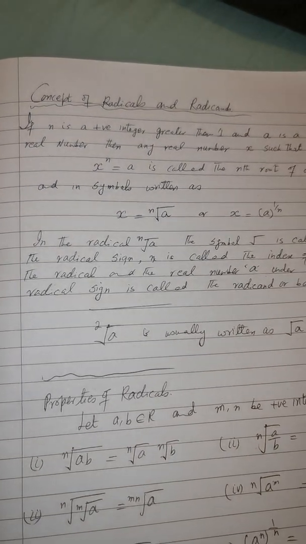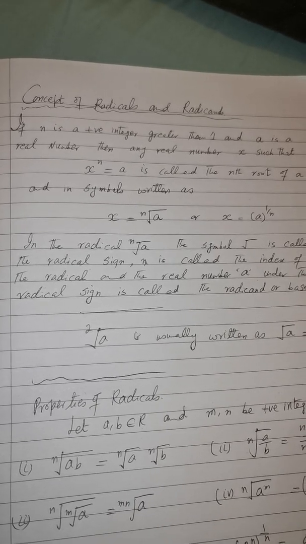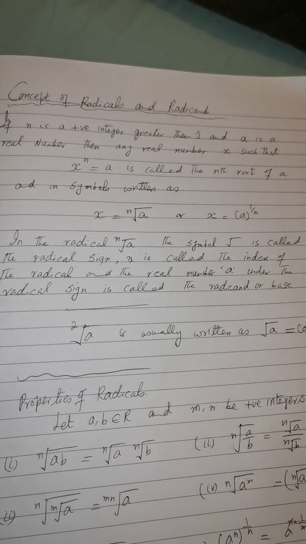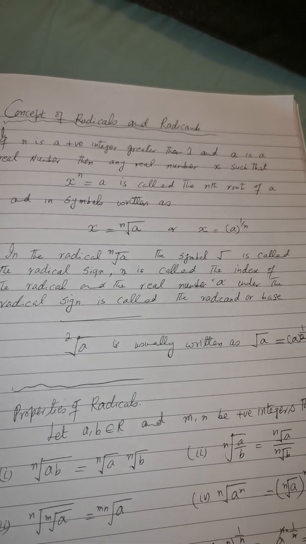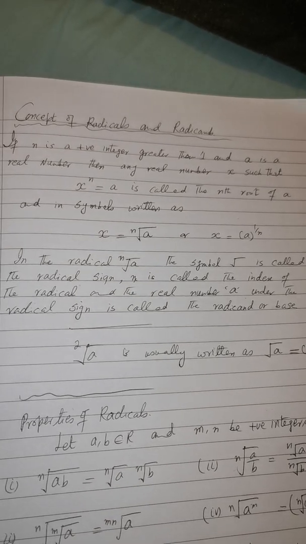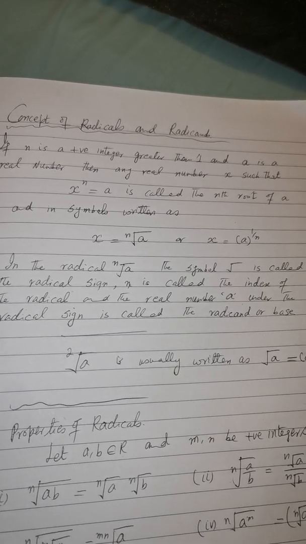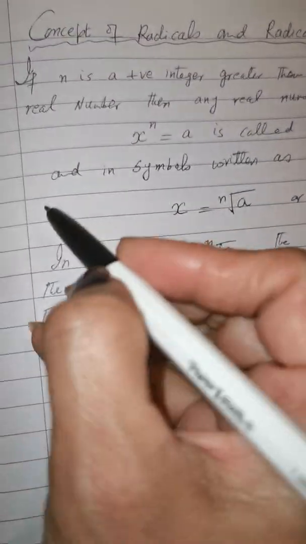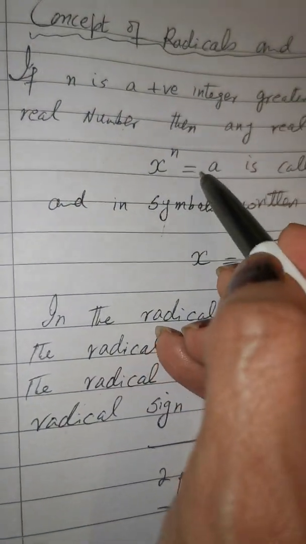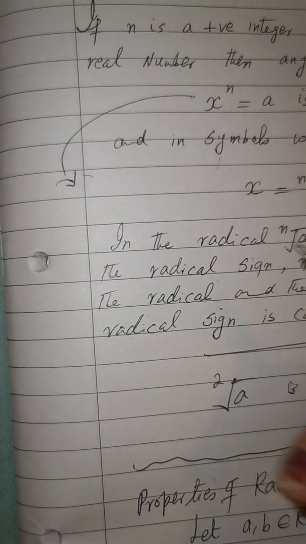I will repeat it again. If n is a positive integer greater than 1 and a is a real number, then any real number x, such that x whole power n is a, is called the nth root of a, and in symbols it is written as x is equal to a radical n. I will show you how we can simplify it. It is x power n, and we want to find the value of x here.